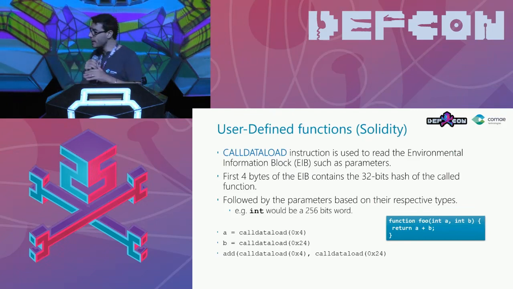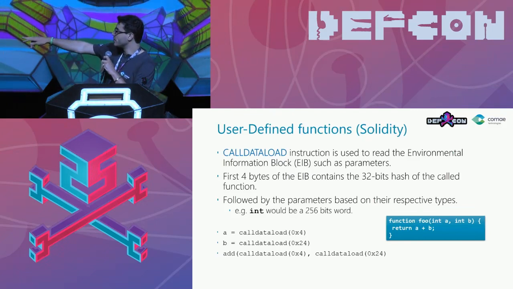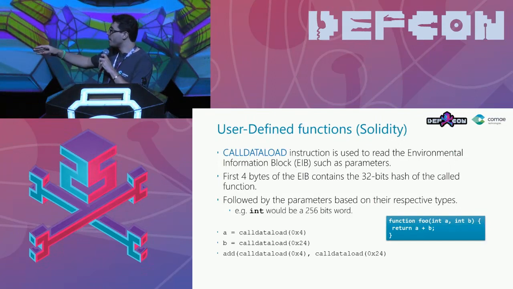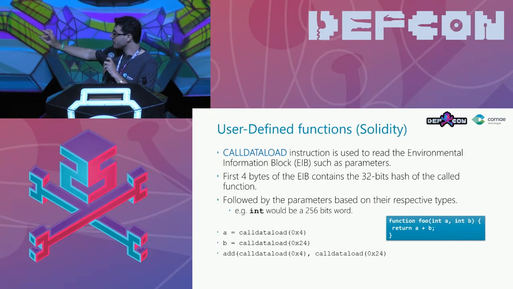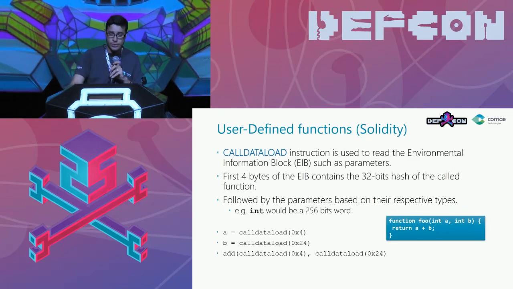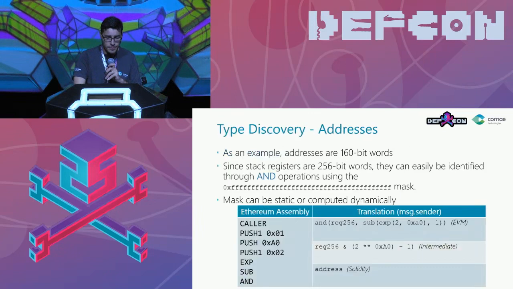So if you look at the pseudocode here, A and B are being recovered, and the first parameter is the actual offset inside that block. And then for the addition, that's what you would get. That function is very simple, it's an addition, right? But that's basically what it would look like in pseudo EVM code.